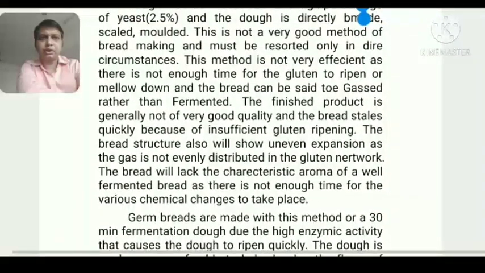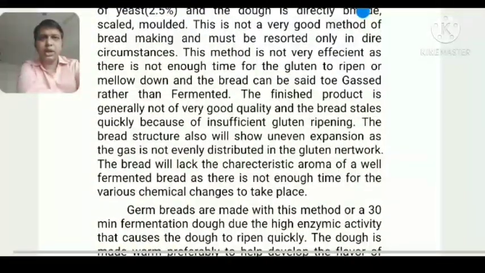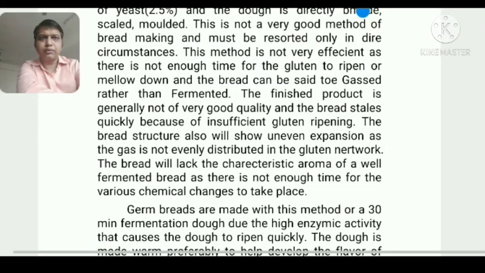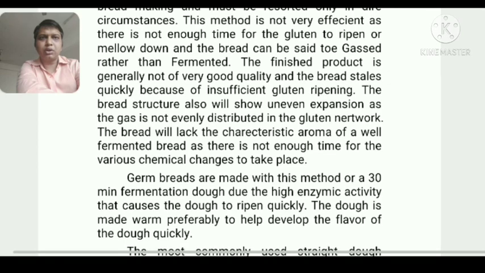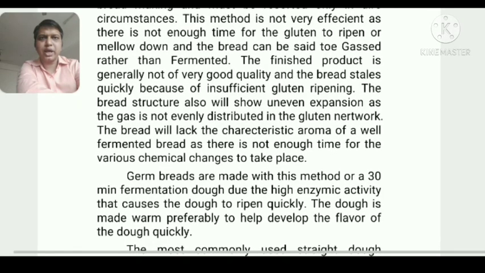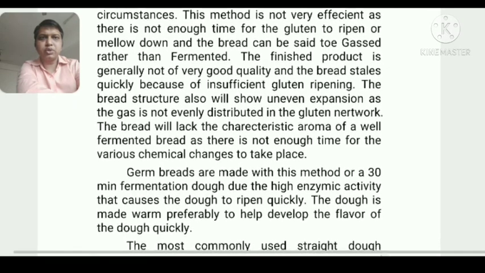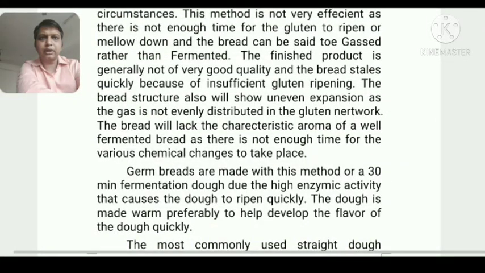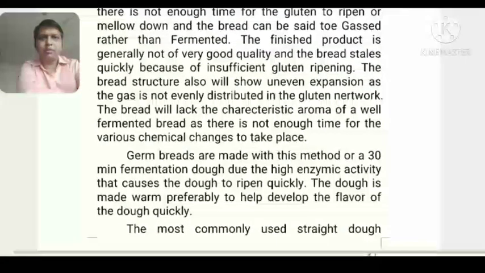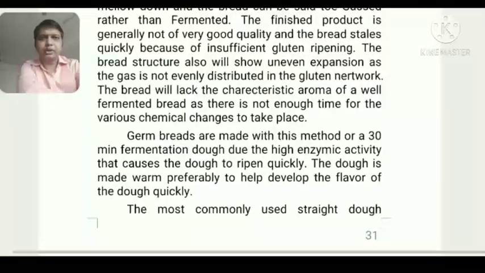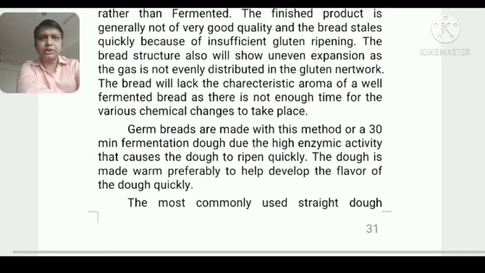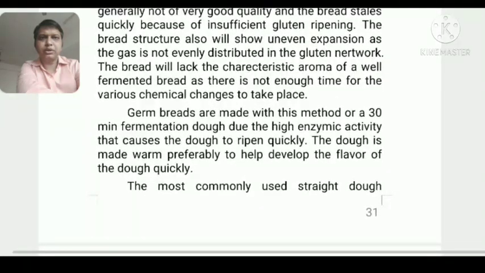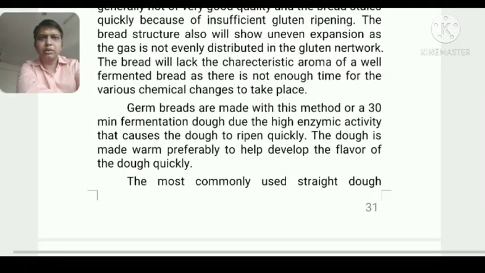The finished product is generally not of very good quality and the bread stales quickly because of the insufficient gluten ripening. The bread structure will also show uneven expansion as the gas is not evenly distributed in the gluten network. The bread lacks the characteristic aroma of a well fermented dough. For germ breads, there is not enough time for the various chemical changes to take place. Germ breads are made with this method or a 30-minute fermentation dough.